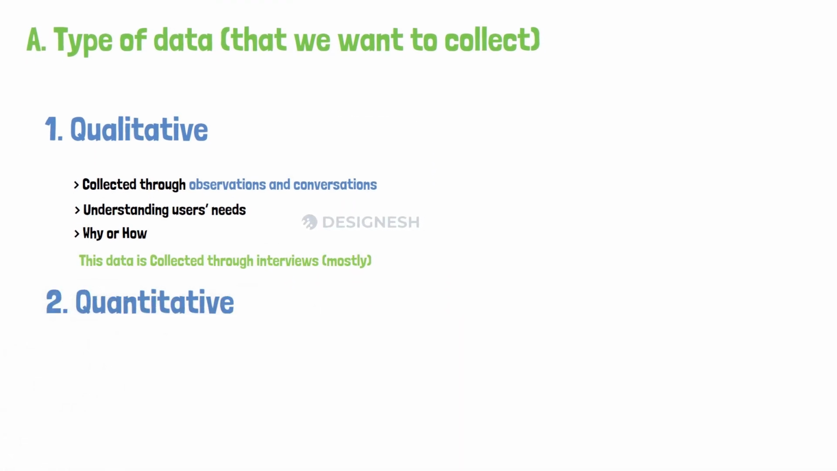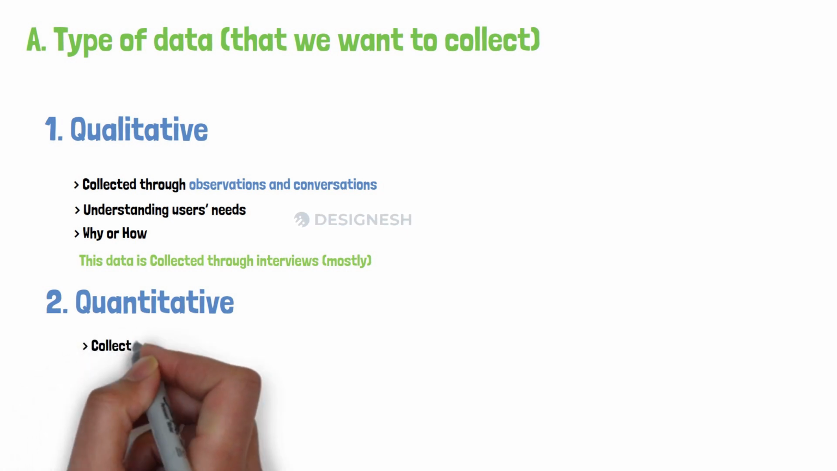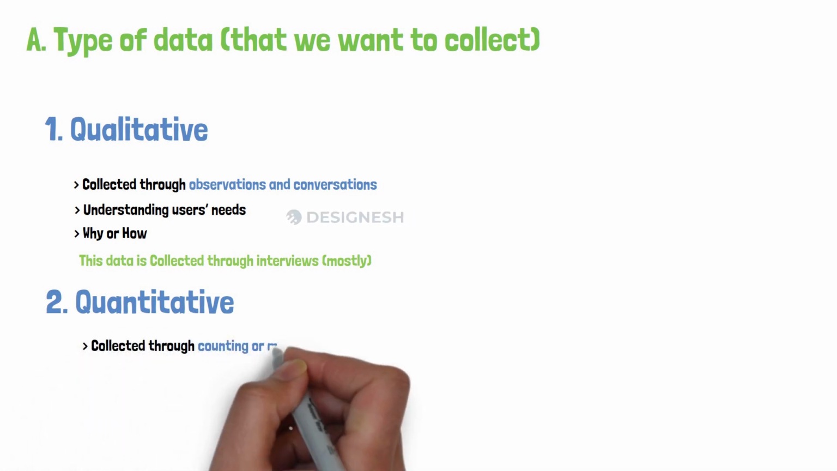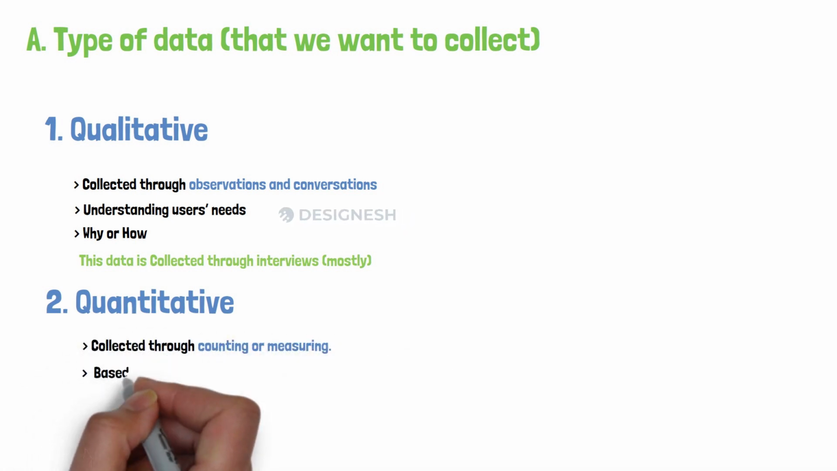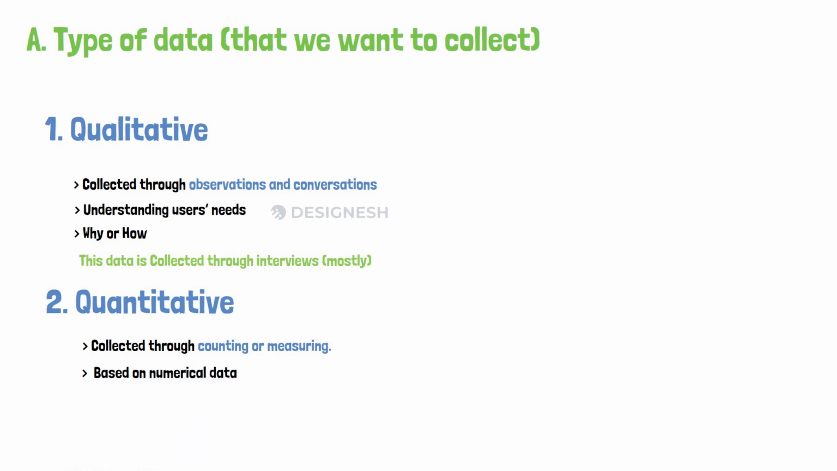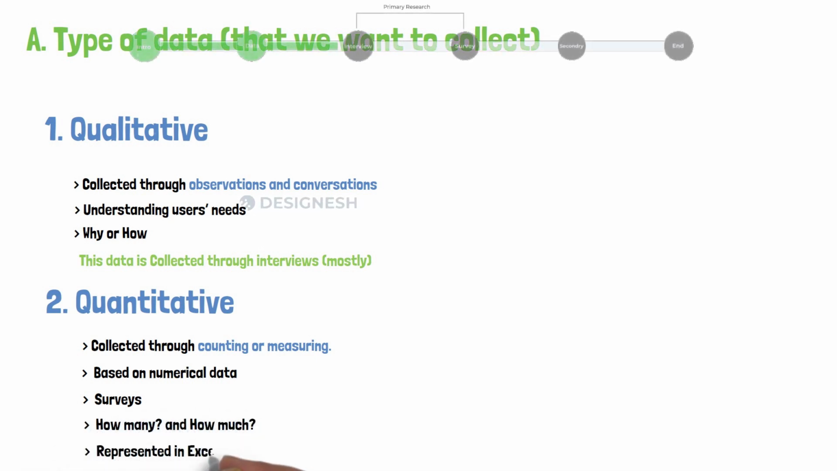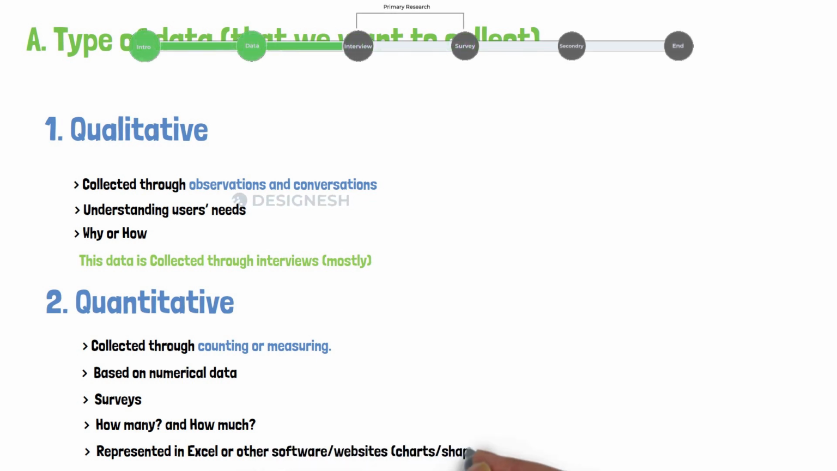Second type of data is quantitative. It focuses on the data that we can gather by counting or measuring. Quantitative research is based on numeric data that's often collected from large-scale surveys. This type of research aims to answer questions like how many and how much. This is mostly represented in Excel in the form of graphs or charts.